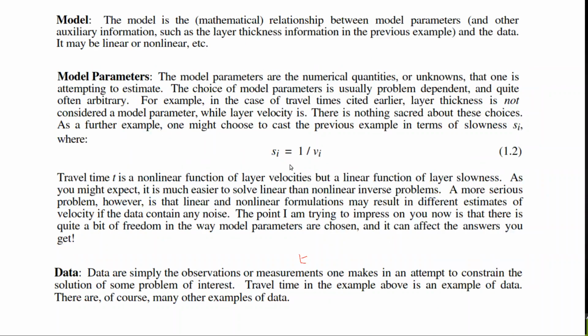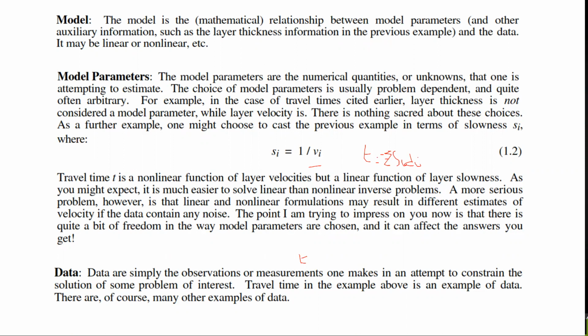Now, if we use the slowness, which is the reciprocal of the velocity, then we can define the travel time model as the summation of xi di, okay? So now, instead of a nonlinear relationship where we have the velocity occurring in the denominator, we have a linear relationship. The data is a linear relationship with the slowness, layer slowness. Okay, so now we have changed our model parameters from a nonlinear case to a linear case. So it's very flexible how you do it.